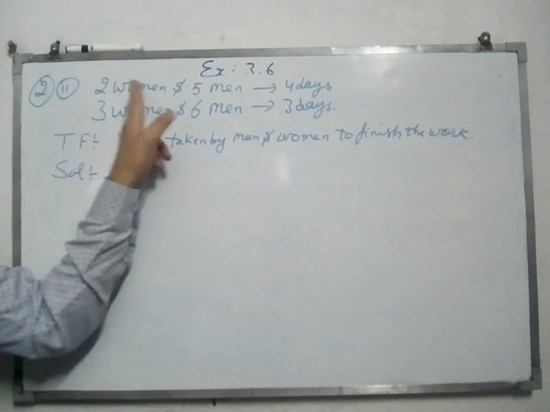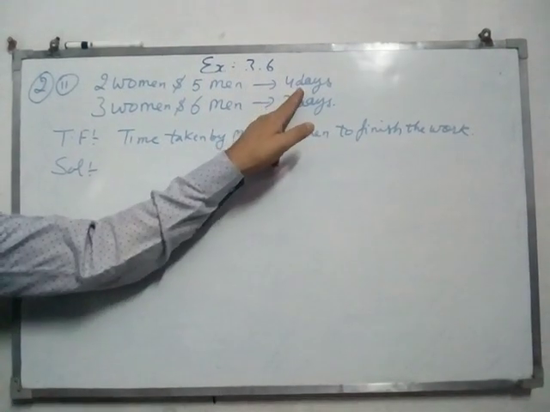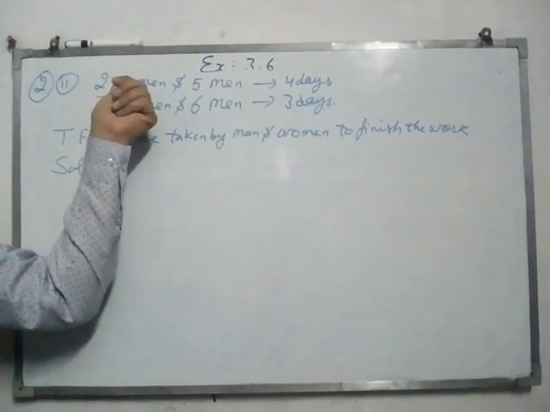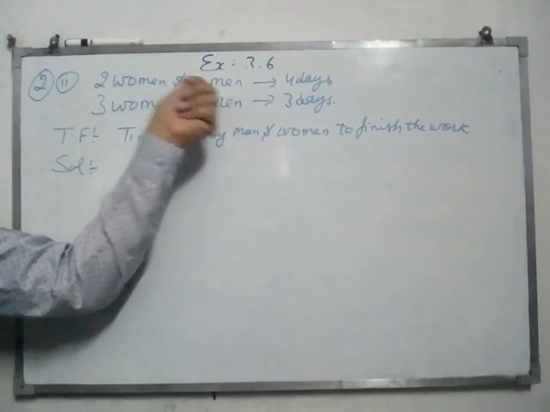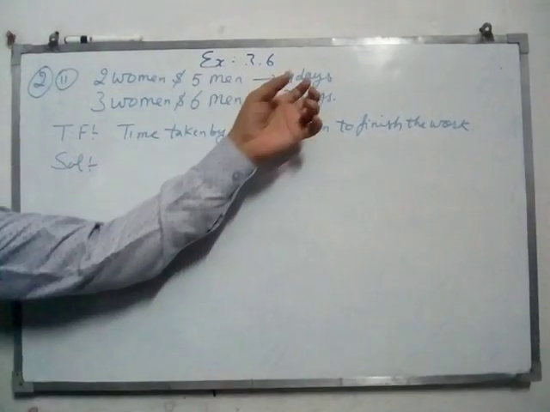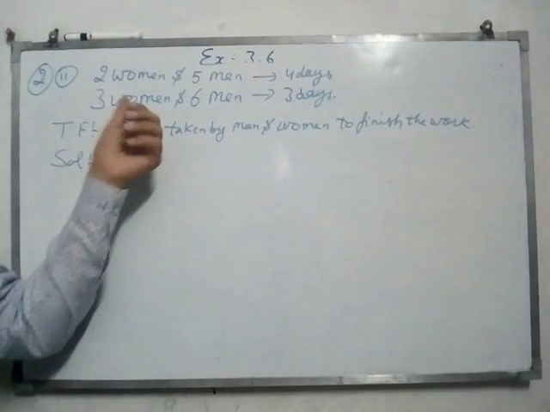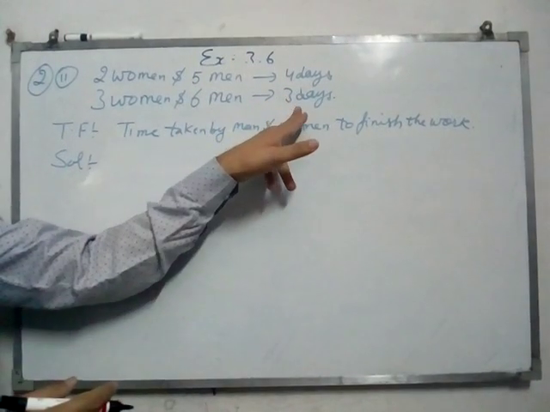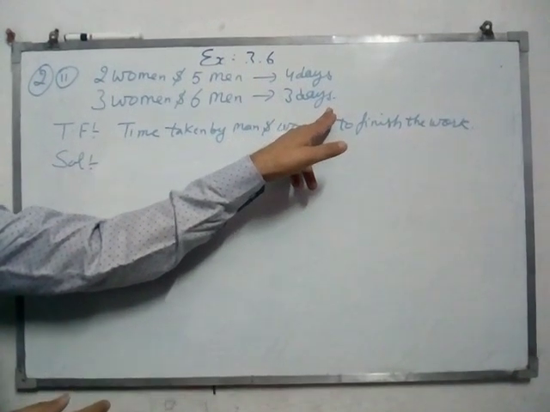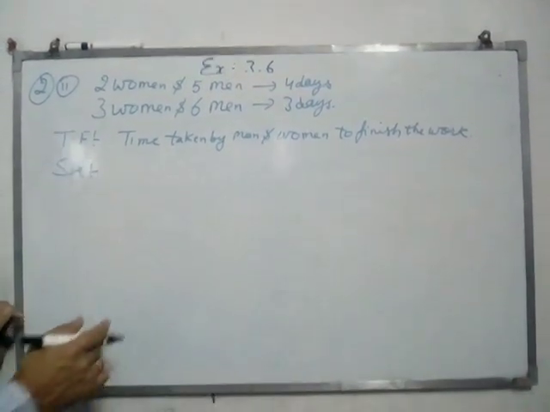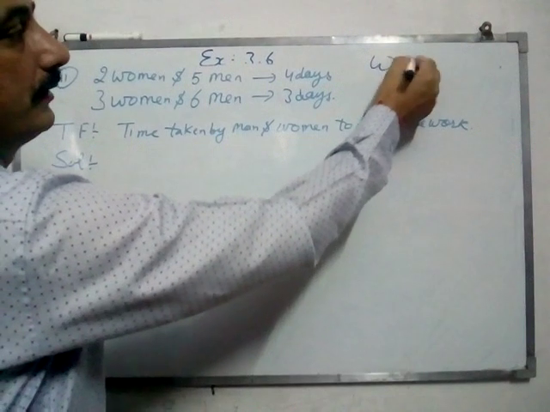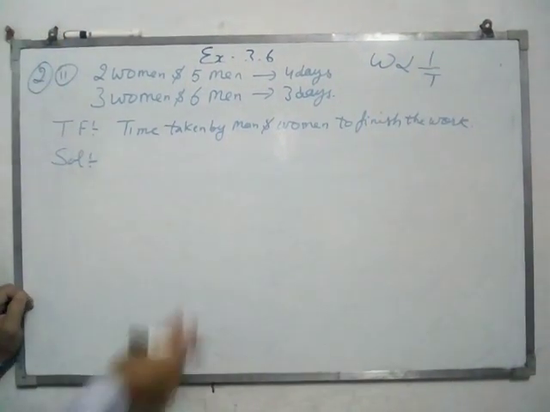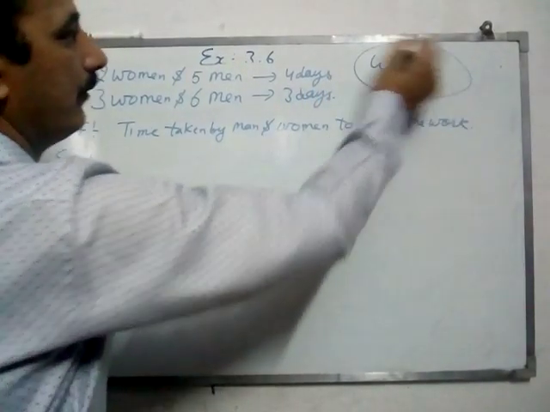There is given 2 women and 5 men can finish a work in 4 days. If 2 women and 5 men work together, they finish the work in 4 days. Similarly, 3 women and 6 men working together finish the work in 3 days. We know that the work done is inversely proportional to the time taken, right? So we use that formula.